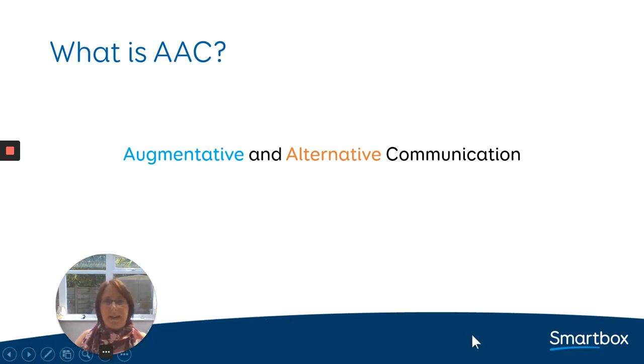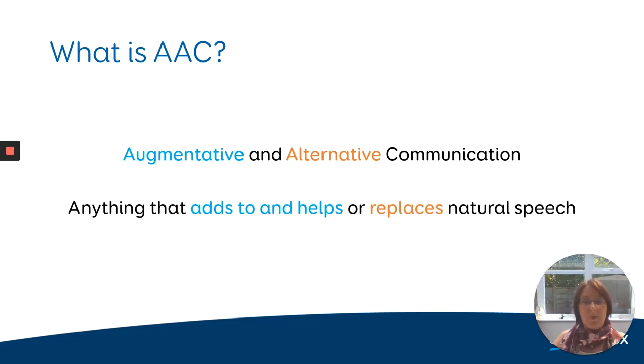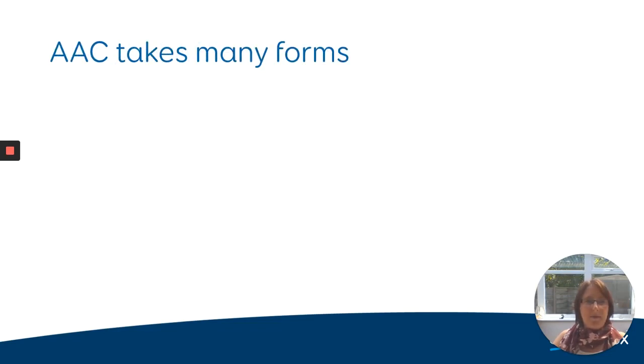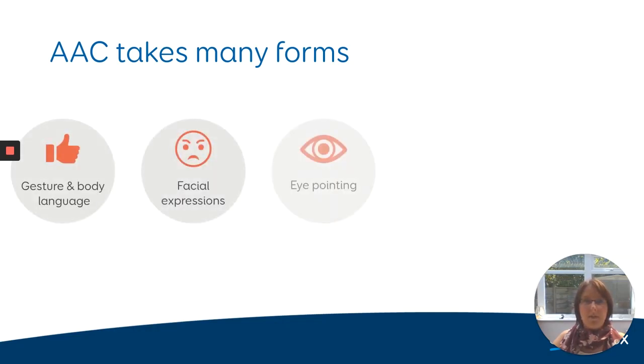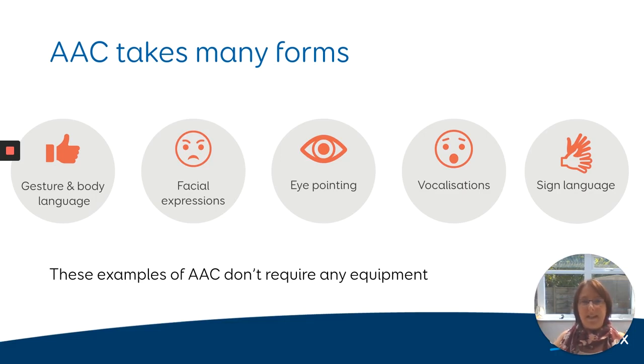So, what is AAC? It's augmentative and alternative communication. So augmentative is anything that adds to and helps speech. So you may already have speech, but it may not be clear. And alternative replaces natural speech. AAC can take many forms, and the forms we commonly know are gesture and body language, facial expressions, eye pointing, vocalizations, and sign language. These are examples of everyday AAC that don't require any equipment or any support.